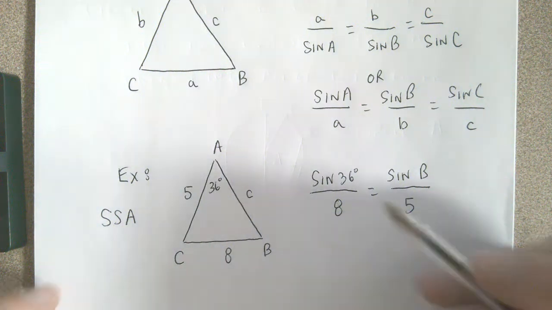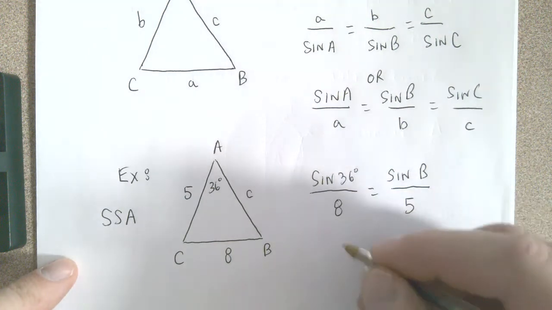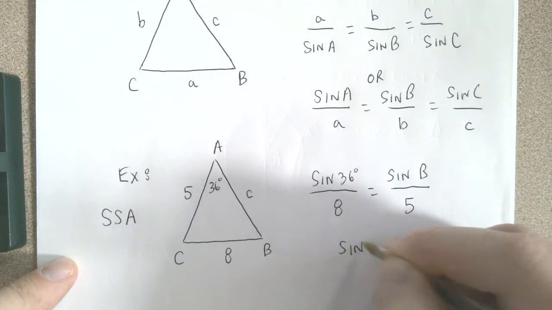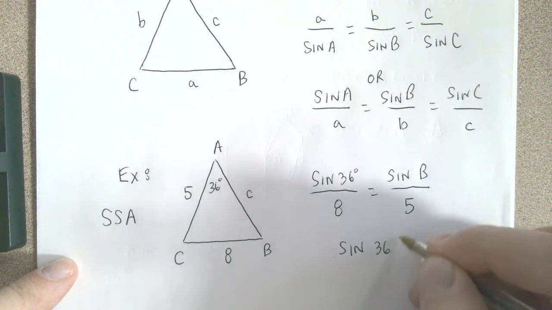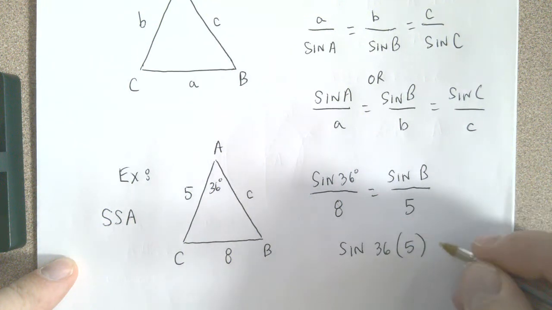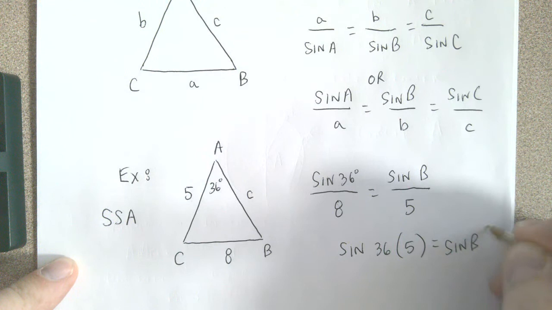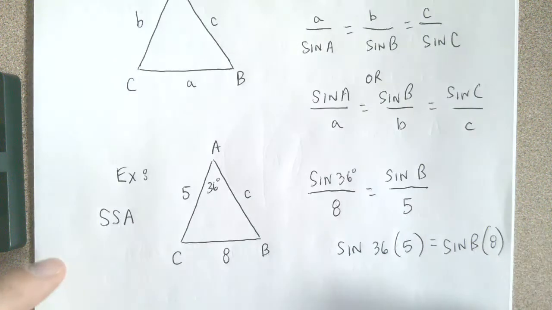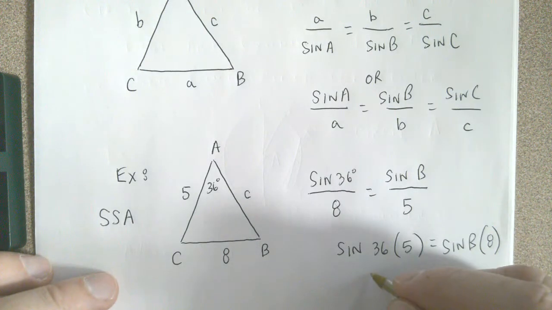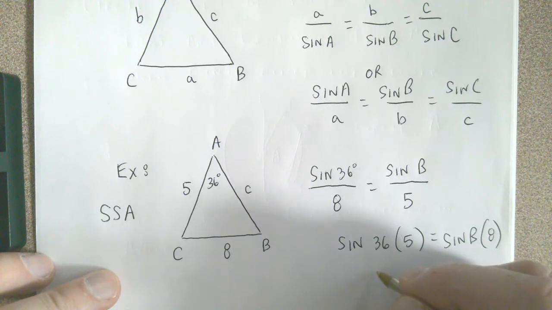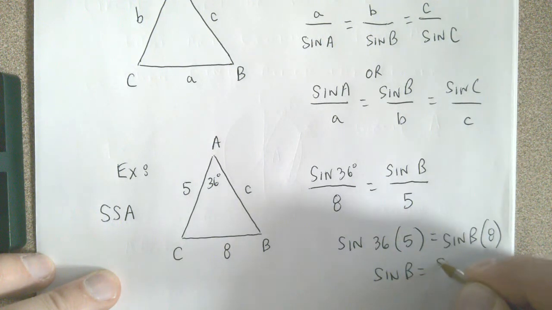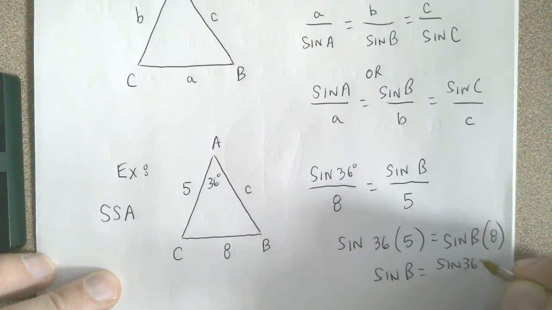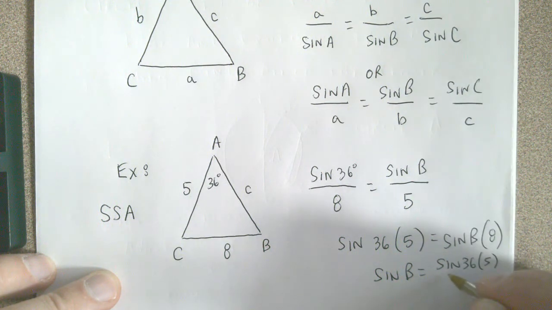And from here, it just becomes a cross multiplication. So I'm doing the sine of 36 times 5 equals the sine of B times 8. So when you're simplifying that, you can think of it as the sine of B is equal to the sine of 36 times 5 all over 8.